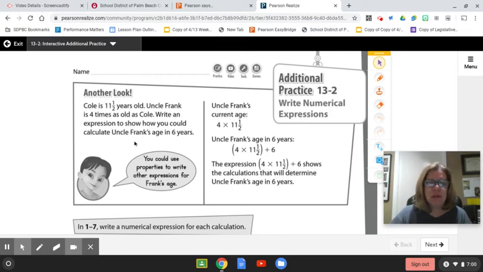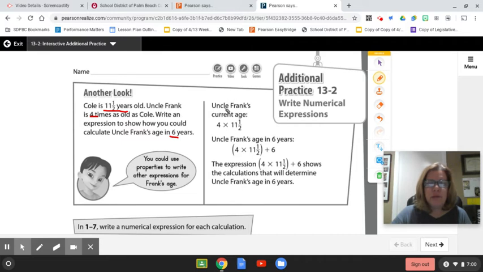All right, so let's take a look here. It says Cole is 11 and a half years old. Uncle Frank is 4 times as old as Cole. Write an expression to show how you could calculate Uncle Frank's age in 6 years. So obviously, if you look at this, we have 3 numbers: 11 and a half, 4, and 6. So we need to know which numbers we're going to use first.